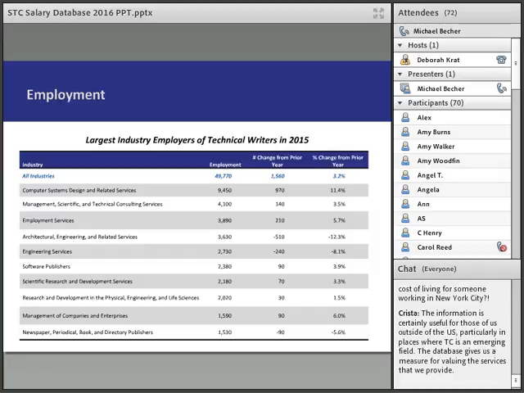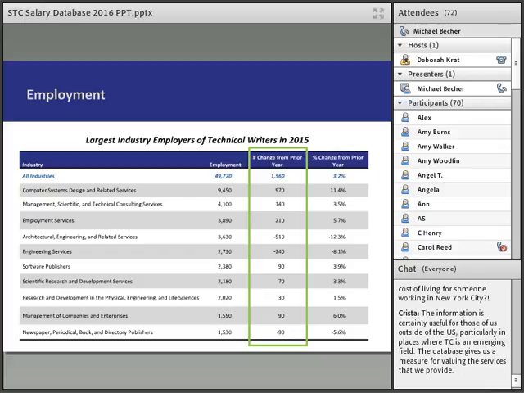Now, if you're new to the profession, or if you're looking to change industries, it might seem the best way to choose an industry to go into is which industries have the highest employment number. That might be true, but the one thing I would suggest when you look at this is to pay more attention to the number change from prior year. We can see here that computer systems had an increase of 970 technical writers employed versus the prior year, which represents an 11.4% increase.